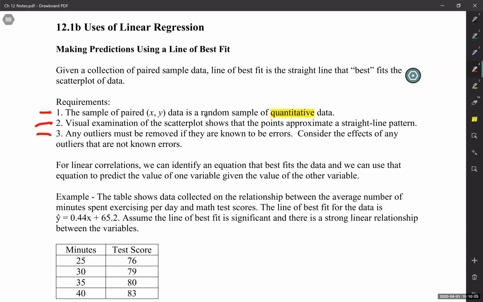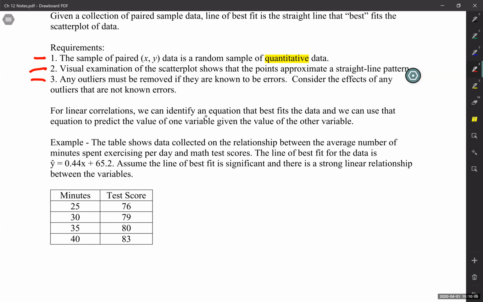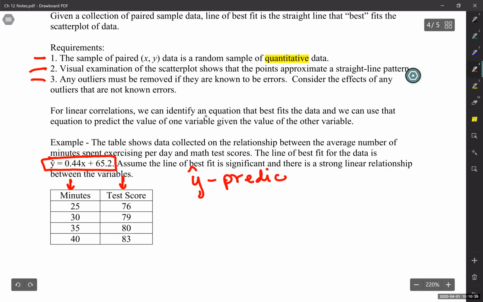Okay, so for linear correlations, we can identify an equation that best fits the data, and then we can use that equation to predict the value of one variable given the other. Here we have an example with a table collected on the relationship between the average minutes spent exercising compared to someone's math test score. The line of best fit for the data is given as y hat, because this is a prediction. I mentioned this before, but I don't think I wrote it down. That would be our prediction, so the line of best fit is our prediction line.